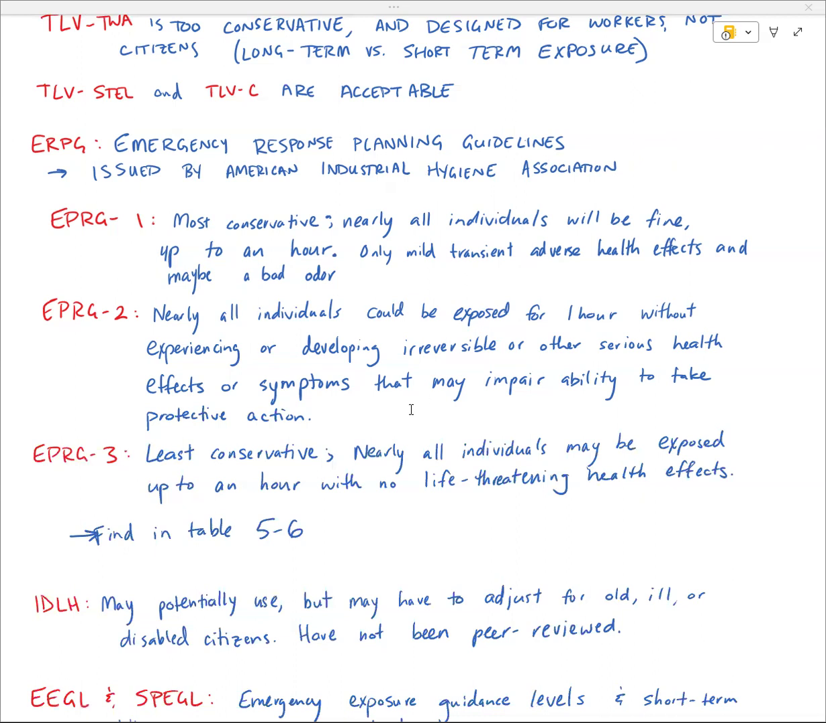So this is important, and this obviously depends on what the toxicant is and how it affects the body. But if the toxicant is at a level where it would impair function to where somebody would not be able to evacuate themselves, that is a very hazardous situation. So that's the reasoning behind the language of ERPG-2. And then ERPG-3 is the least conservative. This is where nearly all individuals may be exposed for up to an hour with no life-threatening health effects. So although, again, not life-threatening, it could potentially be very serious. There's a table in the textbook that has these ERPG values for common toxicants.